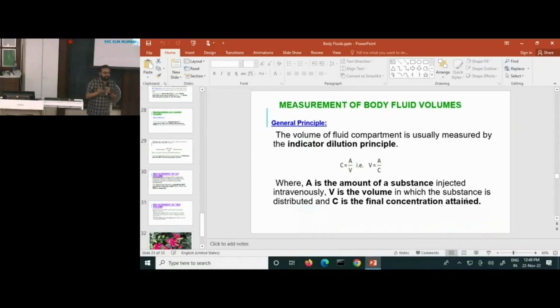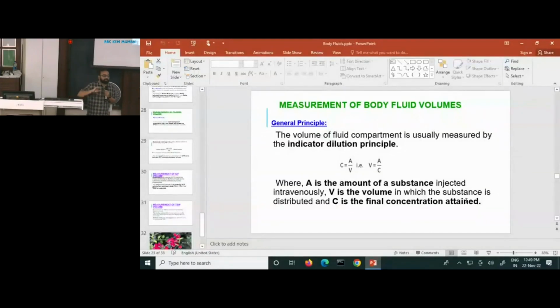If I take substance A, and it is readily distributed all over the body, then this 100 liters will be the volume of total body water. Because the substance has infiltrated inside the cell, that is intracellular fluid. It is present in the plasma, that is extracellular fluid. It is also present in the interstitial fluid. So if the substance gets readily distributed all over the body, the volume becomes total body water.